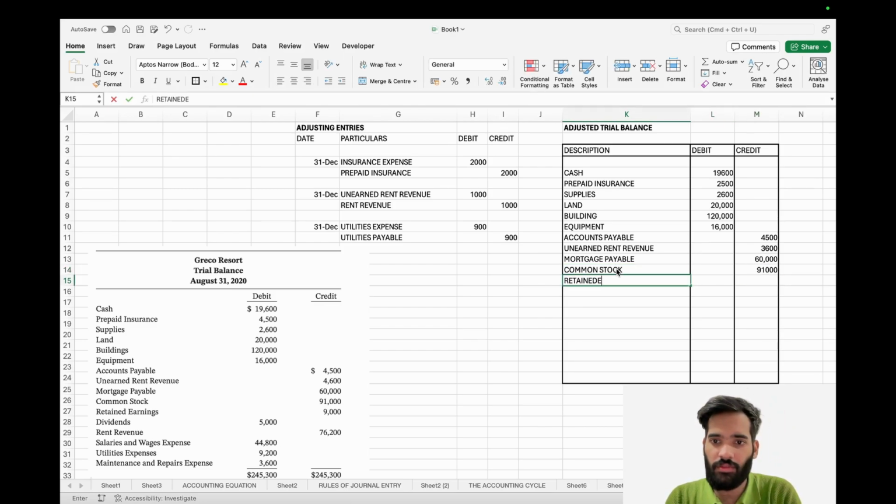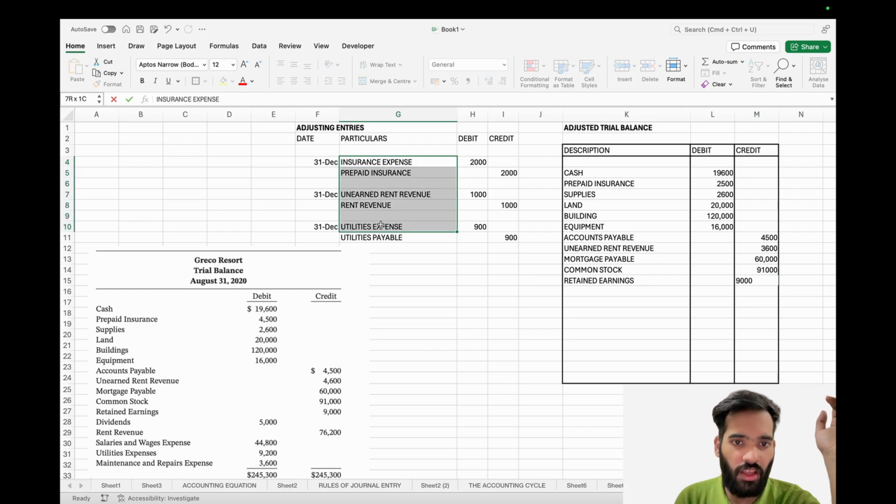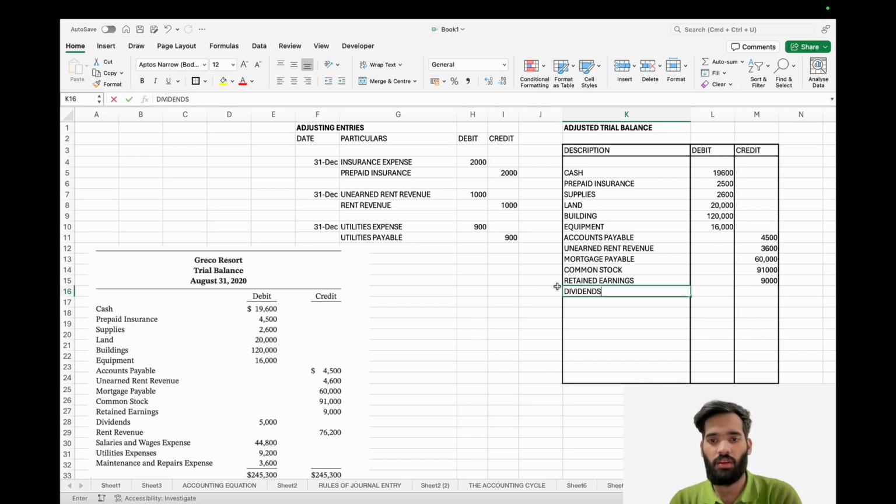Retained earnings, which amount to 9,000. Again, why am I not adjusting? Because these accounts are not adjusted here. So I don't need to worry about changing their balance. They are already adjusted. Dividends, again mention the same number.